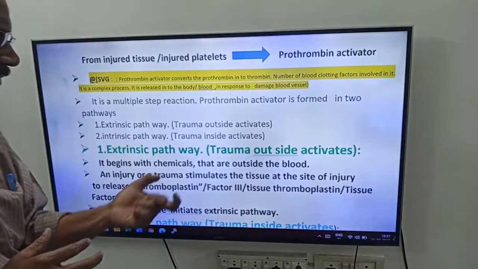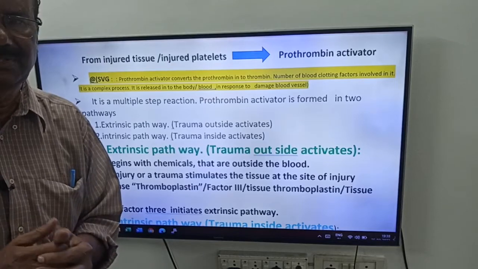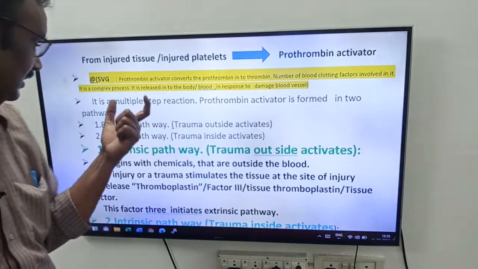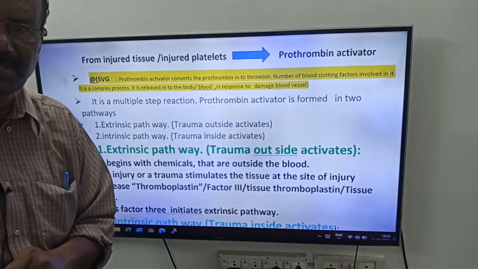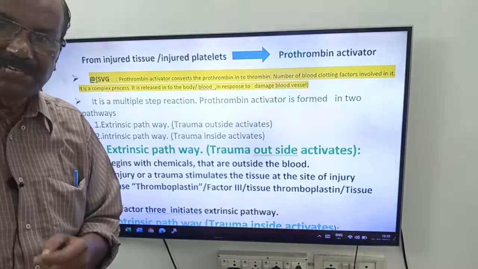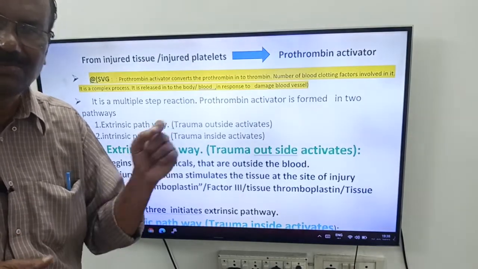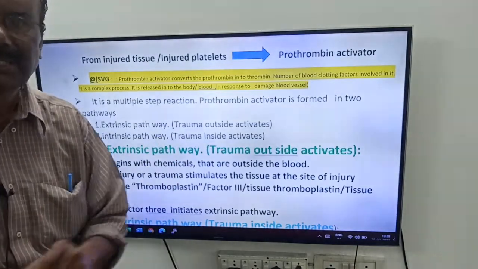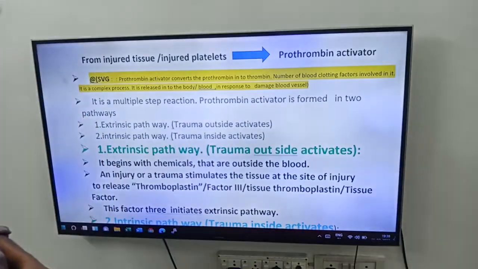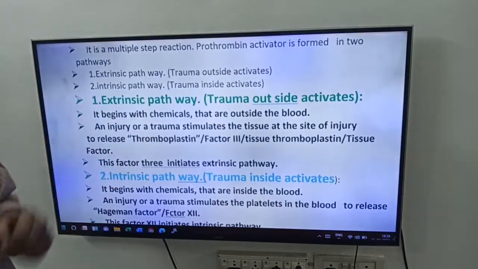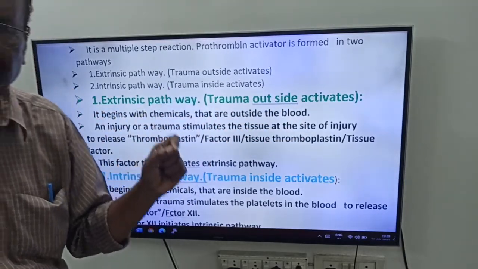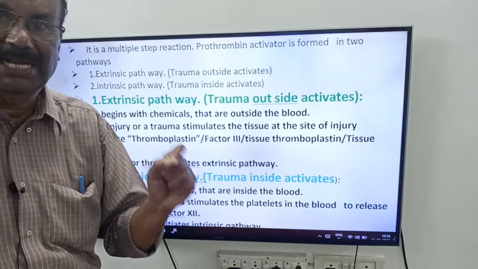Whereas intrinsic pathway means trauma inside activates. Trauma outside activates the extrinsic pathway for the formation of prothrombin activator. If trauma takes place inside the body, it is called an intrinsic pathway, which helps in the formation of prothrombin activator. Now come to the first one, friends. What is the extrinsic pathway? Trauma outside activates the formation of prothrombin activator.